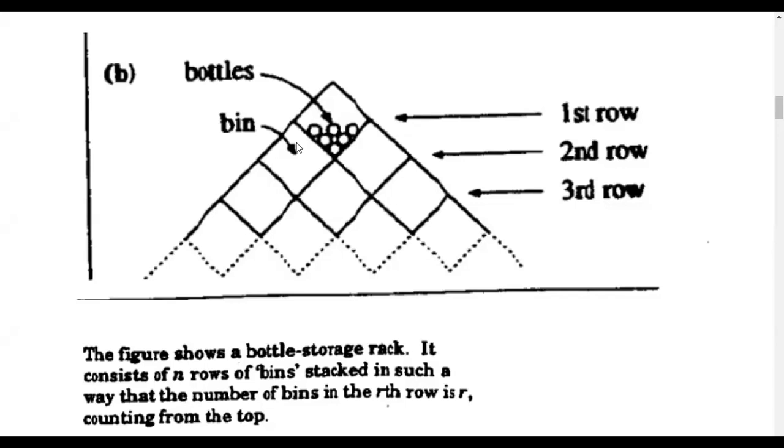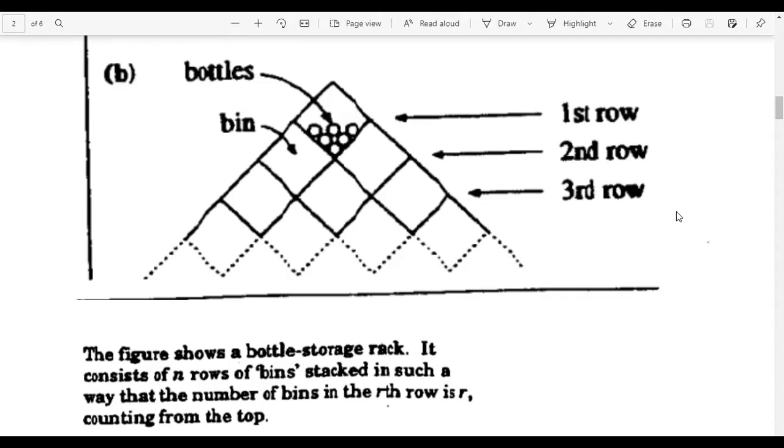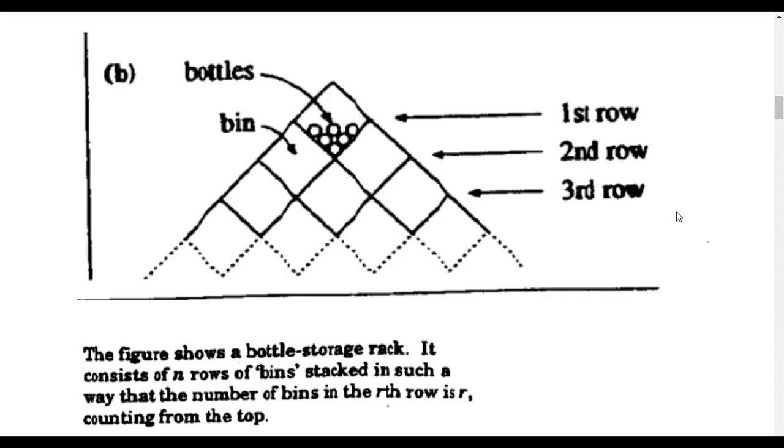And so you've got bottles placed in these bins. Each bin has different number of rows. First row up here, second row down here, third row down here, and so on. And as the question says, you've got a bottle storage rack. It consists of n rows. So this goes down to have more rows.